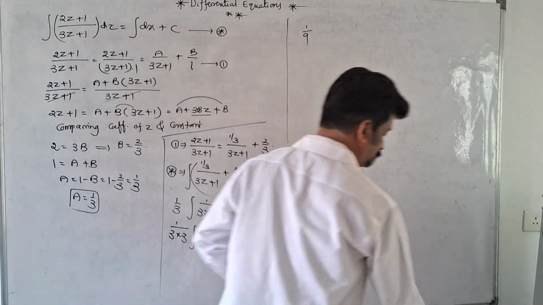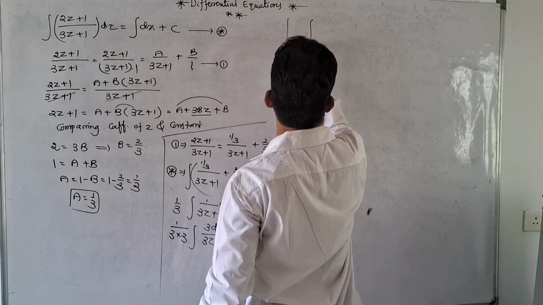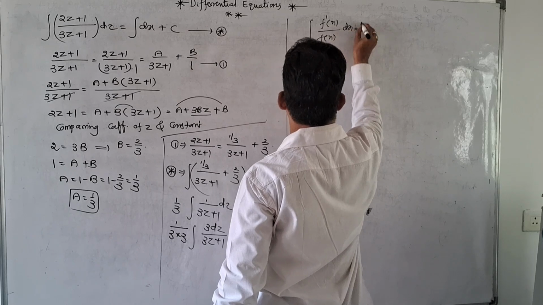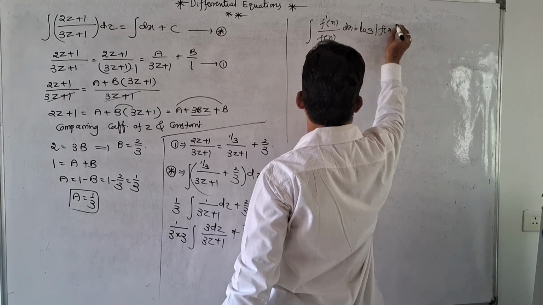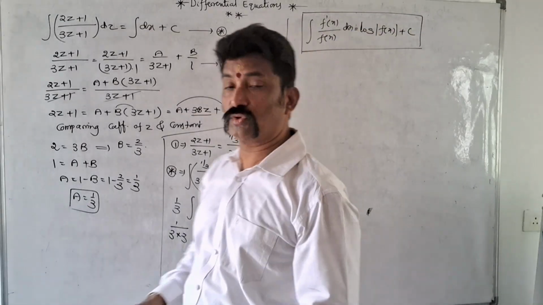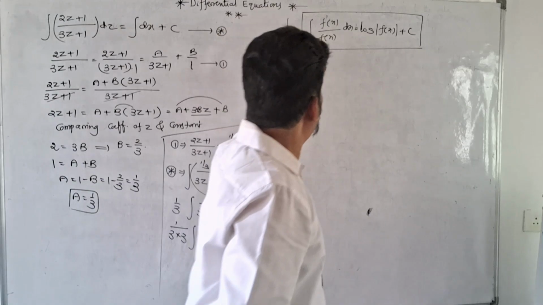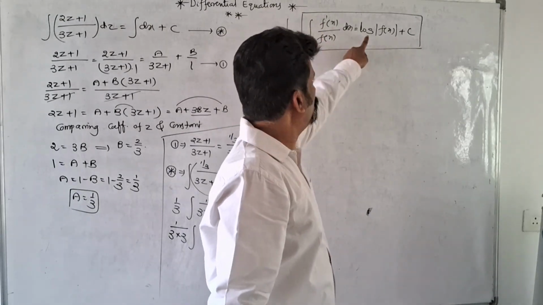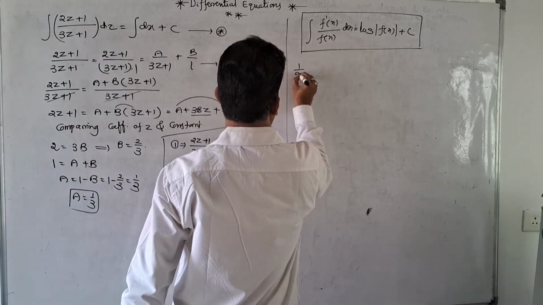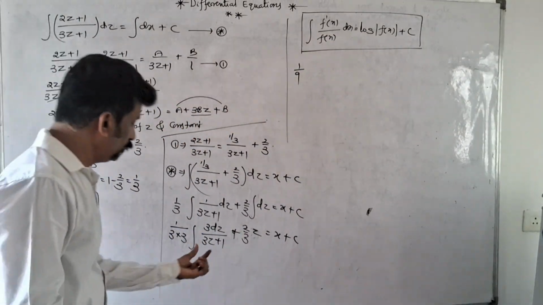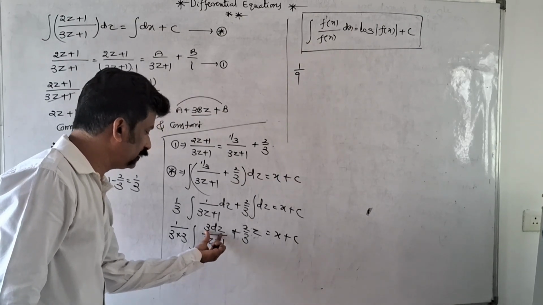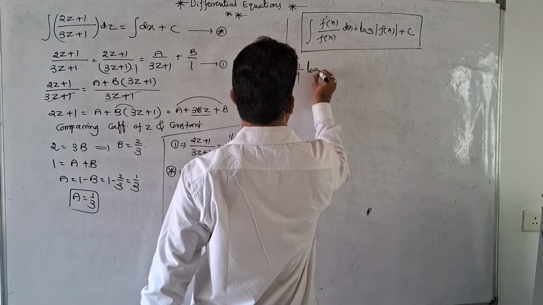So once again we have the formula: integration of f'(x)/f(x) dx is equal to log|f(x)| + c. This is the formula. So what is the nature of this type of integration? Derivative of denominator is equal to numerator, then apply this formula, log modulus of f(x) + c. So here 1/9, 3 into 3 is 9. Now derivative of 3z + 1: derivative of 3z is equal to 3 and derivative of 1 is equal to 0. So this can be written as log of modulus of 3z + 1.